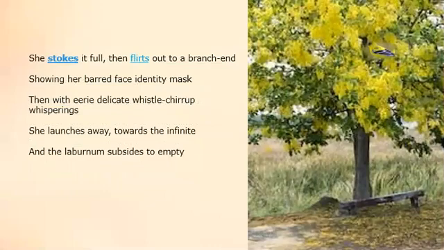She stoops in full, then flirts out to a branch, showing her barred face identity mask. What do we understand by this?